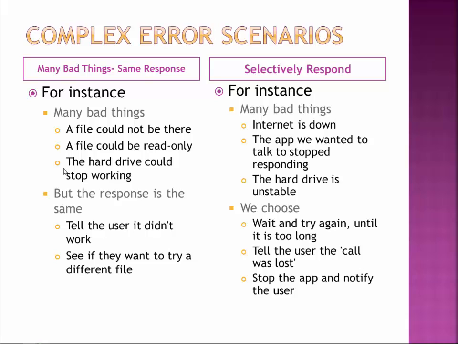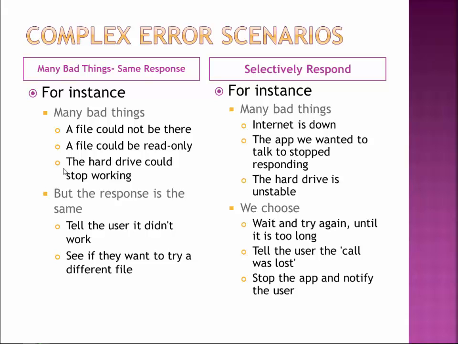The alternative is maybe there's a lot of bad things that happen. The internet could go down. Like maybe we're chatting with somebody else and the internet's still there, but their app's not responding. Or maybe our hard drive really went wonky all of a sudden and we can't do it anymore. So based off of what went wrong, we don't want to just say, hey, stop your machine, start over again. Yeah, that's not the right answer.